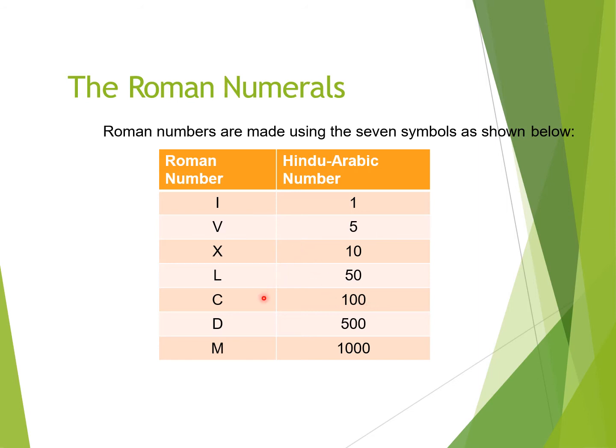And there's a fun fact here: C is also called a century. 500 is D in Roman numerals. 1000 is M. What an interesting fact. So let's go to the next slide.